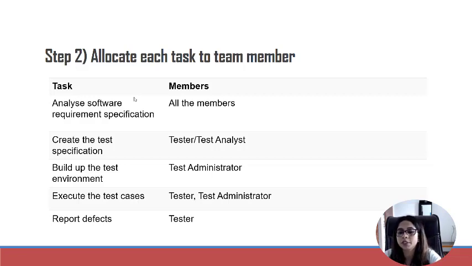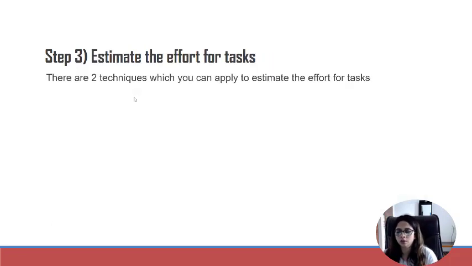Building the test environment will be done by the test administrator. The admin person will be doing the test environment setup. Execution of the test cases will be done by, again, either the tester or anybody, the test administrator maybe. And reporting the defects will be done by the tester. So we identified the skill sets, and based on that we'll assign the tasks to the relevant team members. The same can happen in the development team, the product team, the UI/UX team, or any other team. Basically the idea is that a person holding a relevant skill set should be given a relevant task.